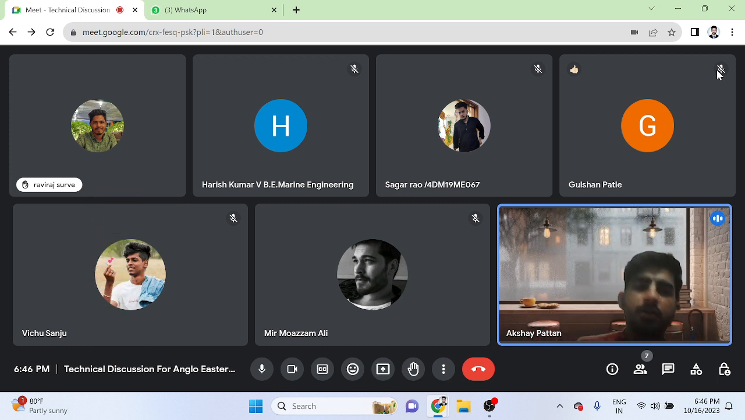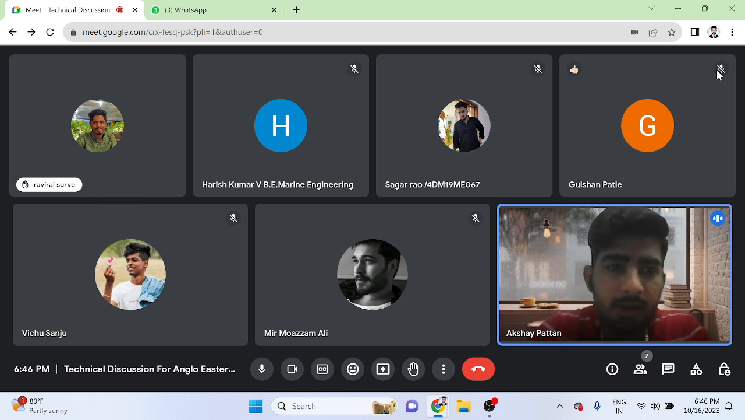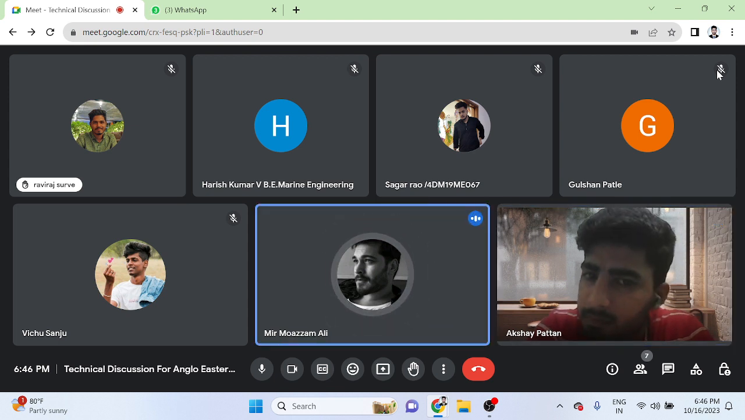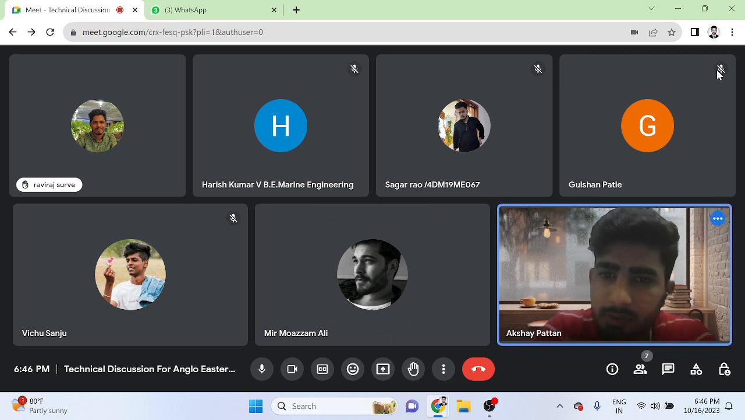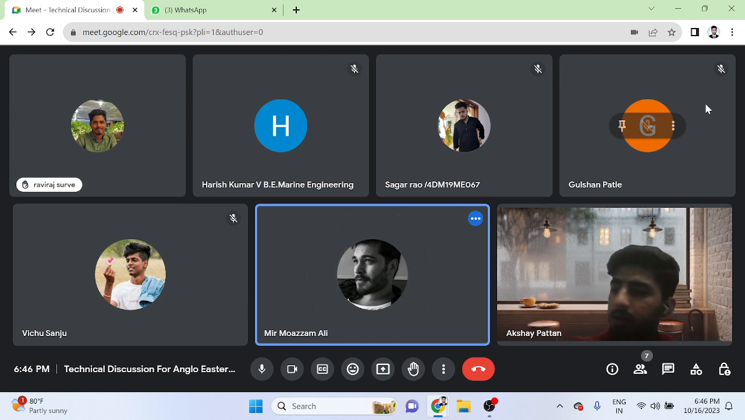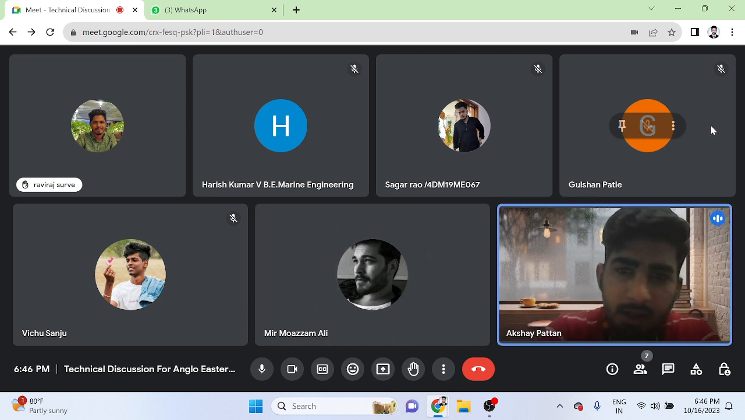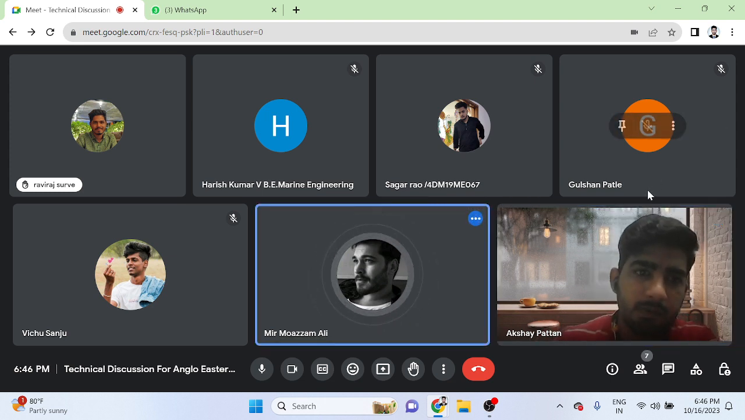Okay. So does anybody want to explain anything about gear pumps? Anybody want to add a few more points to what Raviraj said? I have a confusion between centrifugal pump and gear pump. Okay. Can I ask now or later? I will first explain about the gear pumps, and you can ask afterwards. Is it okay? Yes, yes, it's okay.